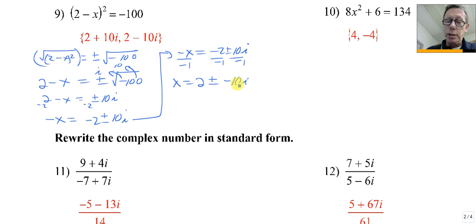Well, let's think about this negative 10i with the plus or minus. If I want to distribute this negative and change the sign in front of it, well, it's already got a plus or minus, so no matter what I do, it's still going to be okay. So I'm just going to take this negative and distribute it into the plus or minus, and it's still going to be plus or minus.